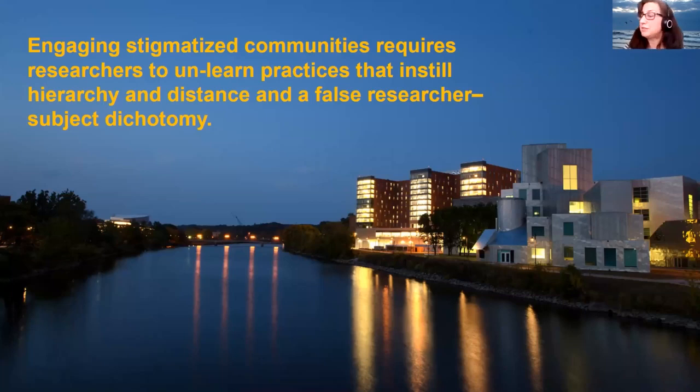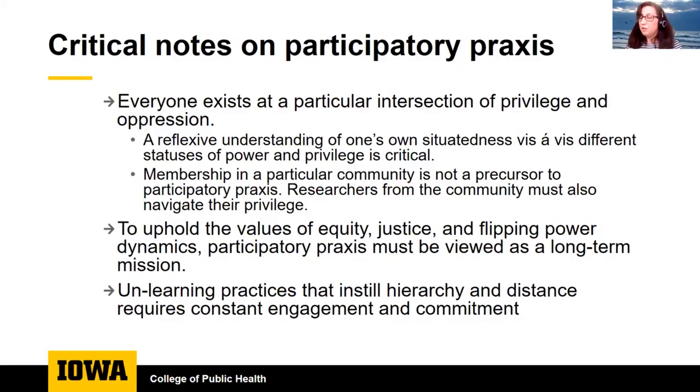Engaging communities experiencing stigmatizing environments or conditions requires researchers to unlearn practices that instill hierarchy and distance and that create this false researcher, quote unquote, subject dichotomy. So we need to learn to make space for communities to determine the research questions and the appropriate research methods. Three points are essential to note as we consider participatory praxis.